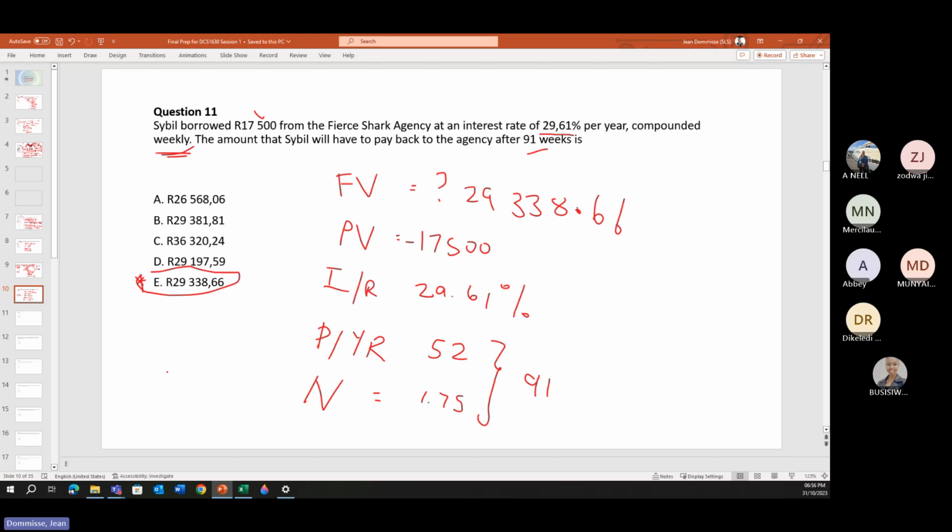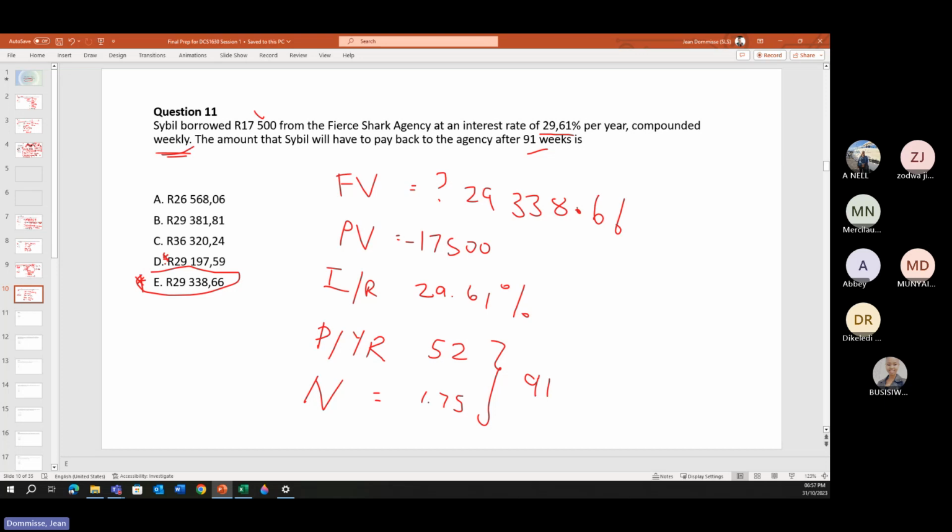So the question is not difficult, but the information in it is a bit difficult because of the 52 periods per year. Let's just check. If you set 12 times per year instead of 52, option D would have been your answer.